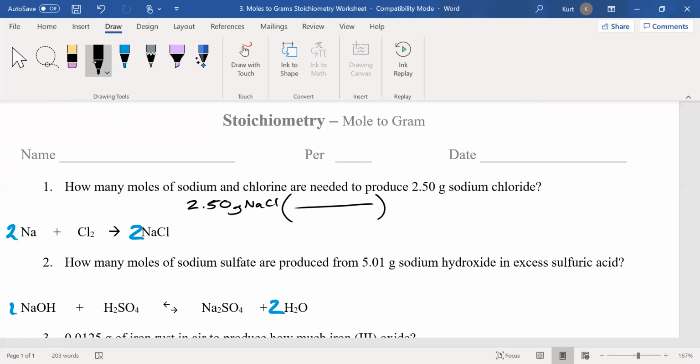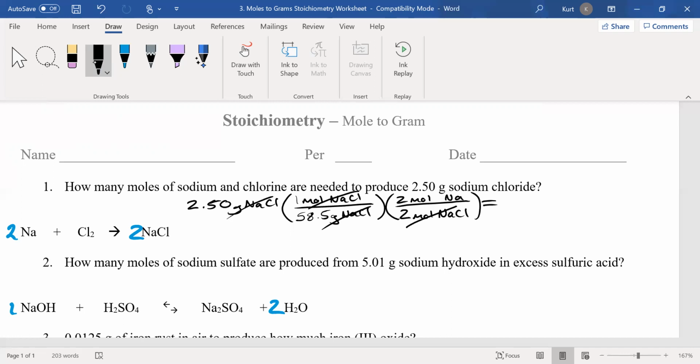If you look at the periodic table, the molar mass of sodium chloride is 58.5 grams per 1 mole. Moles on top, grams on the bottom. Grams of sodium chloride cancel out. You will then convert 2 moles of NaCl to 2 moles of sodium. Moles of sodium chloride cancel out. And the only real math you'll do here is 2.5 divided by 58.5.